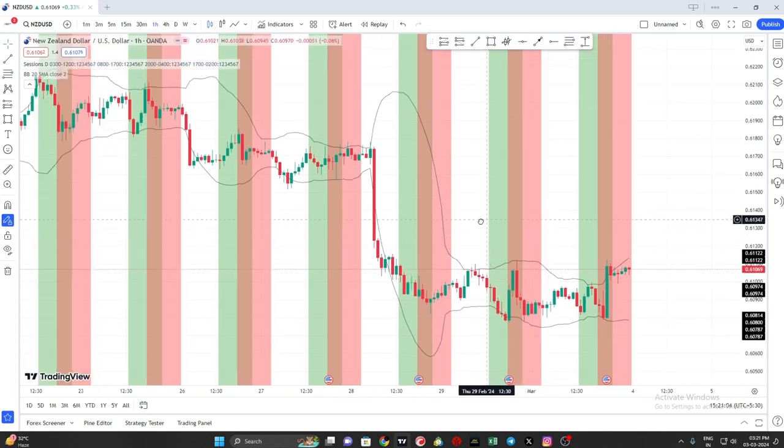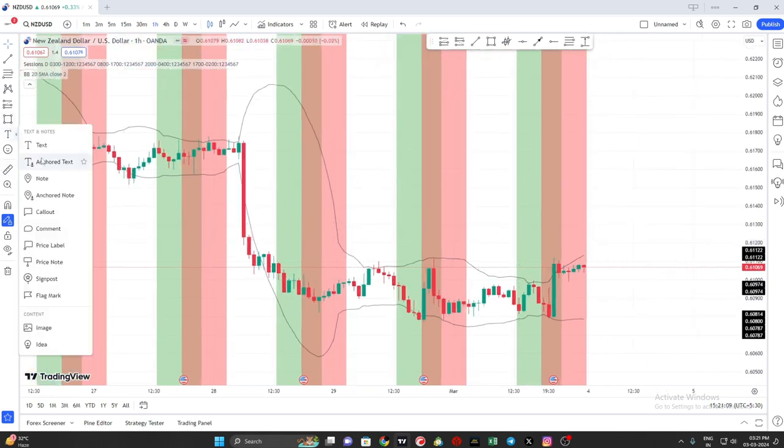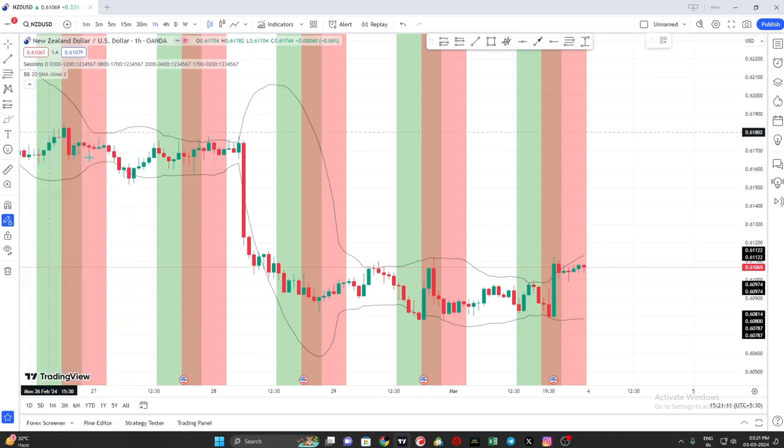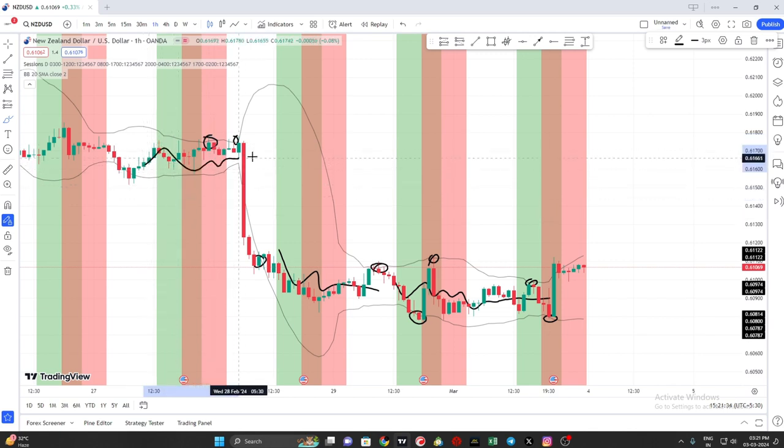Firstly, remember one thing: we will only take trades where the price is touching the Bollinger Band. For example, we will take trades here, here, here, and here. When the price is just consolidating in between the bands, like this, we will not take any trades. We will not trade these kinds of scenarios. This is just a rough example, so don't think that we will trade here or here.